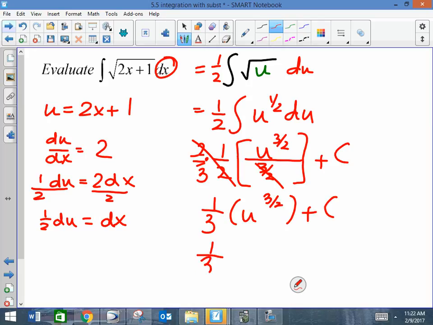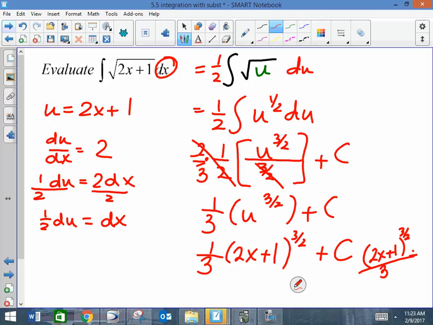Put your u back in, you're good. I don't get what you did with the fractions. Oh, I see it now. You divide by 3/2, which is multiply by 2/3. Okay?